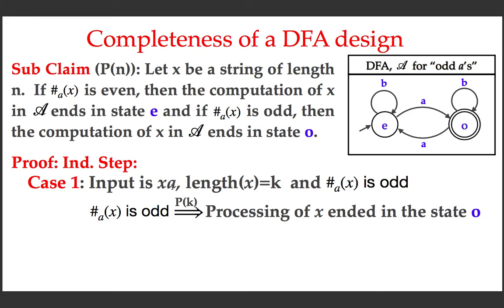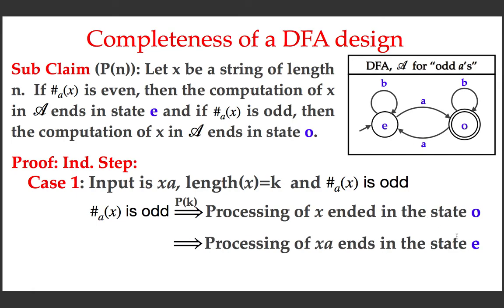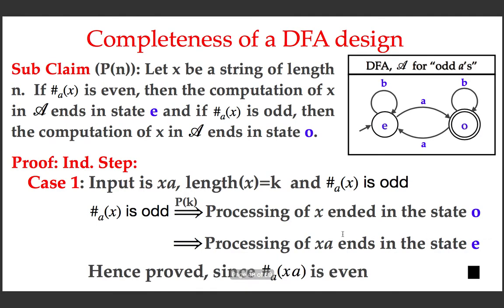Then what is the next symbol? A. Where will you go? You will go to E. So the processing of XA ended in E. Okay, now it is proved. Why? Because you ended in E. And what is the number of A's in XA? The number of A's in X was odd. Now one more A means even. So when the number of A's in XA was even, you entered state E and hence done.